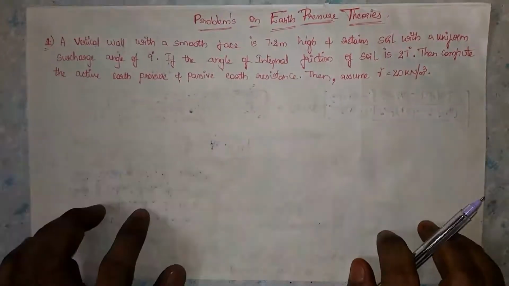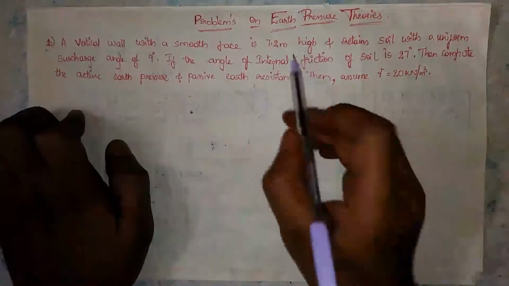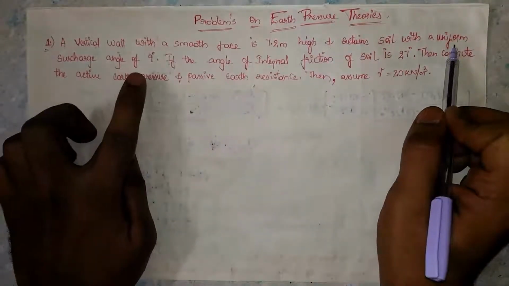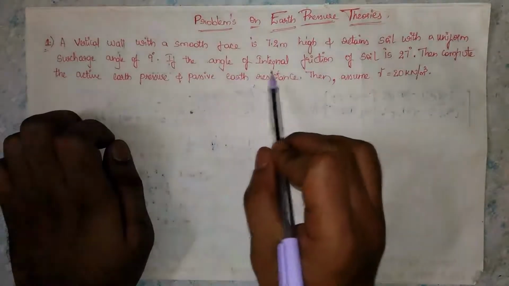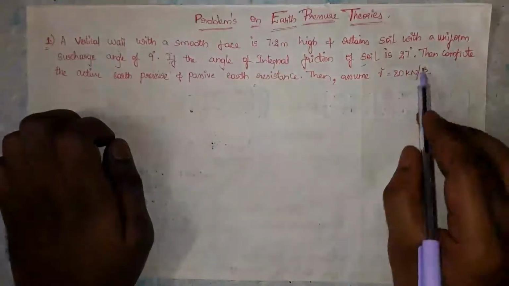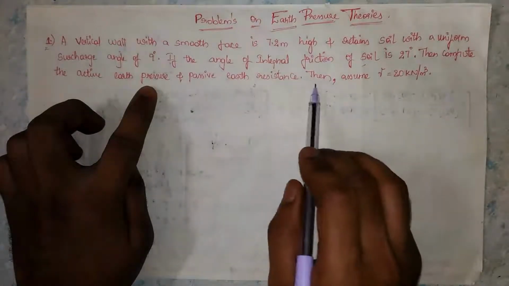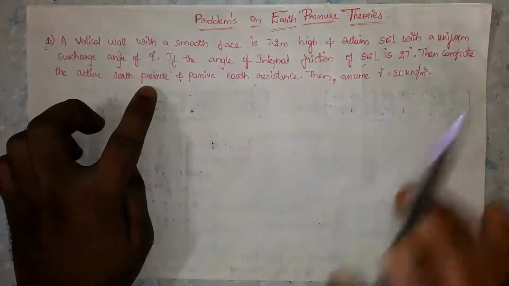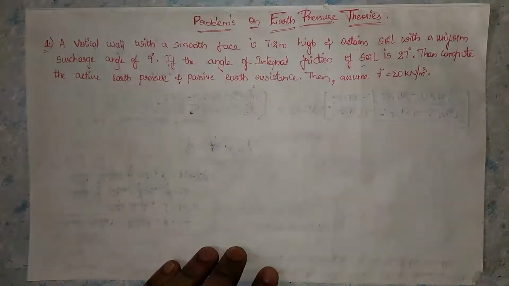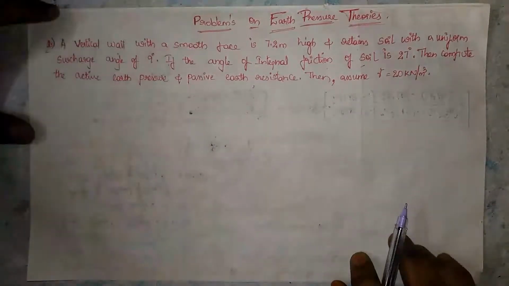So read the question. First question: a vertical wall with a smooth face is 7.2 meters in height and retains a soil with a uniform surcharge angle of 9 degrees. If the angle of internal friction of the soil is 27 degrees, then compute the active earth pressure and passive earth resistance. Assume the unit weight of the soil is 20 kilonewton per meter cube. If you want to read the question, pause the video and read it carefully and write the given data points. Now I will write the given data points.